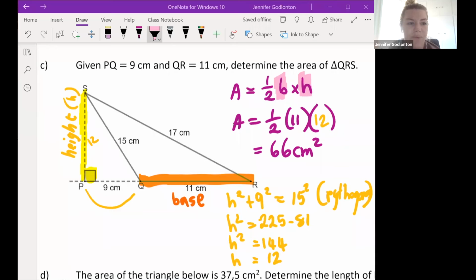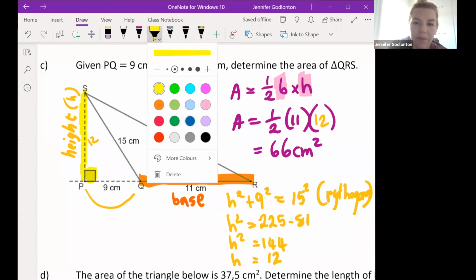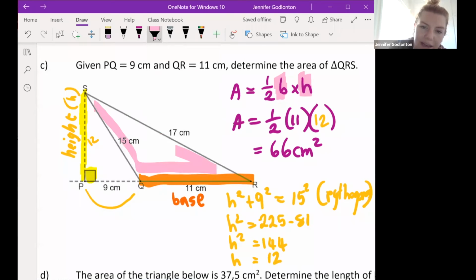Khalilo, how can I help? I wanted to ask, why did you not use the 9? Okay, so when I'm looking for the area of this triangle in here, I want the area of that triangle. And in that triangle, is the 9 part of that pink triangle at all? No, it's not. And because it's not part of it, that's why we're not including it. Okay, now I understand.